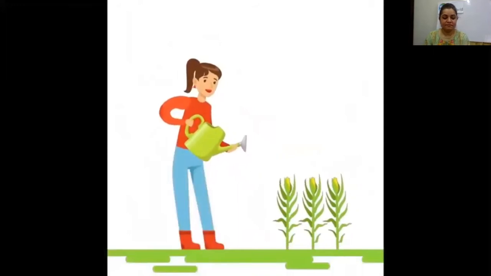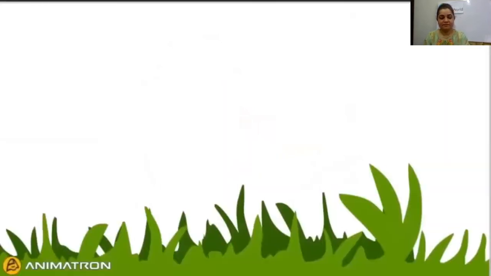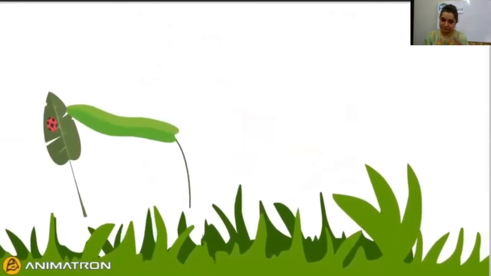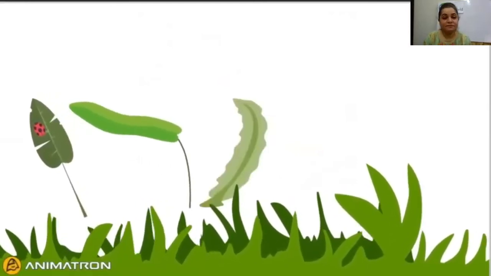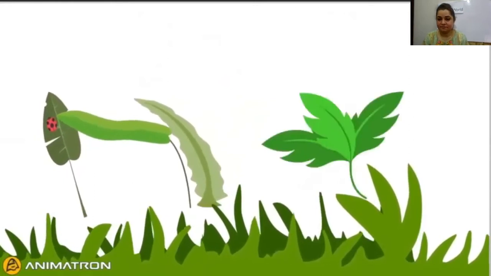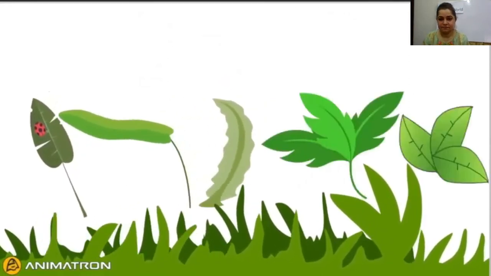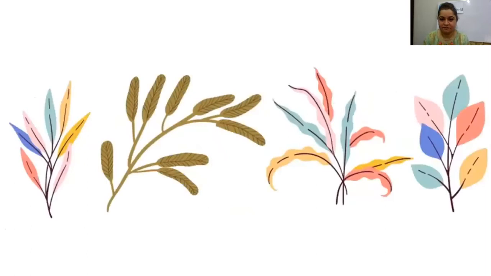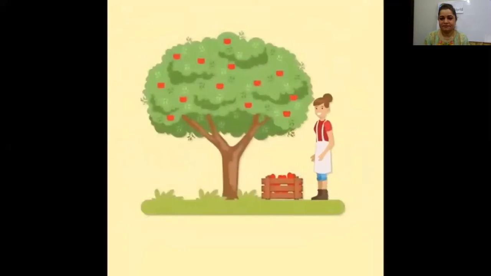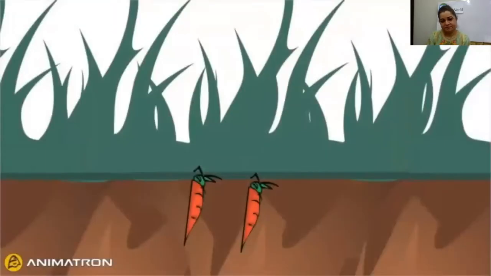And this results in the growth of leaves. These are different kinds of leaves that grow. All these leaves are grown on the stems. And now is the time to harvest. The plant has grown into a fully grown tree with apples. Then some grow under the soil like carrots.